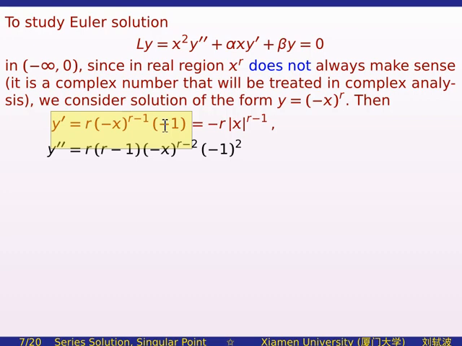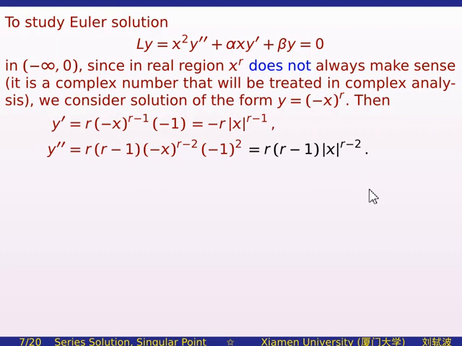Previously we already had a minus 1. So this is where this minus 1 squared comes from. Okay, so our y double prime is this, multiplied by (minus 1) squared. But (minus 1) squared is just 1. And the minus x here is the absolute value of x. So this is precisely r times (r minus 1) times the absolute value of x to the power r minus 2. Okay, this is the second derivative of y.